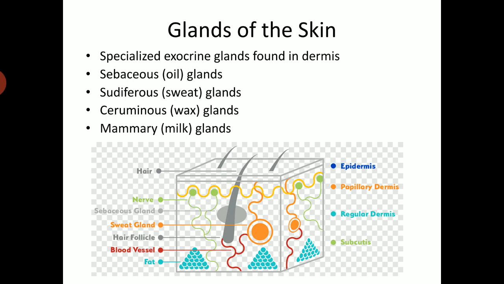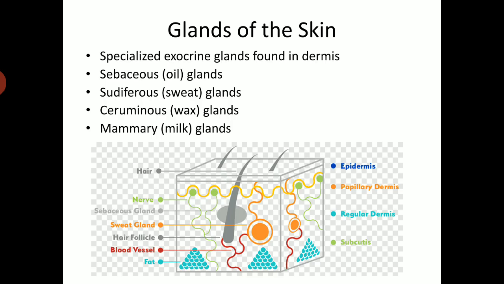Next, another thing we are going to see is the skin glands. What are the different types of glands which are present in the skin? Here we can see the different types of glands mentioned. They are specialized exocrine glands found in the dermis: sebaceous glands, that is the oil glands, sudoriferous glands, that is the sweat glands, then ceruminous, that is the wax glands, and mammary glands, that is the milk glands.